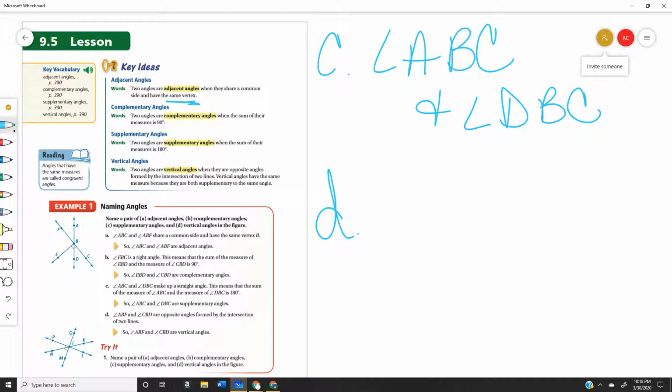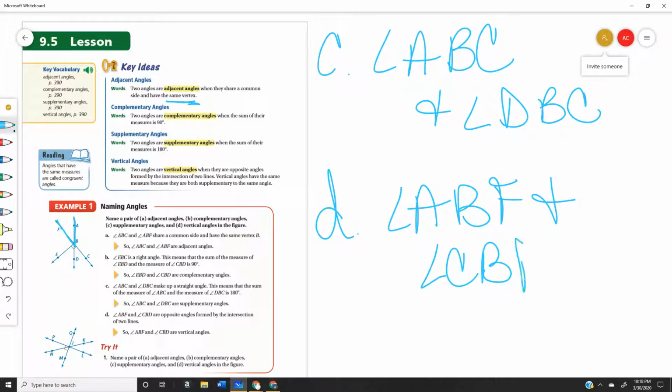So the first one that we're going to look at is angle ABF, right here. And the one that is vertical to that is going to be CBD, right here. They're the angles that are opposite of each other, okay? So those are vertical angles.